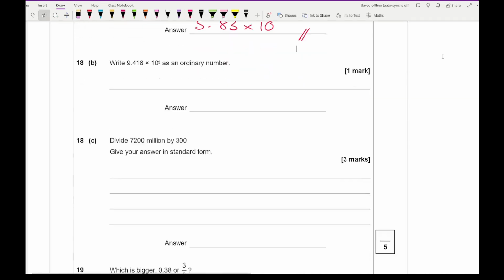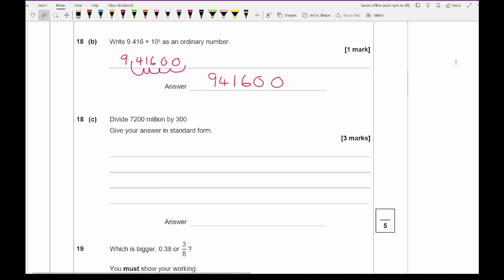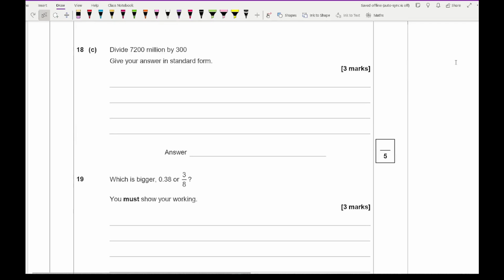Then moving on to question 18b, it says write 9.416 times 10 to the power of 5 as an ordinary number. So here I've got 9.416. I'm going to move the decimal point 5 places, so 1, 2, 3, 4, 5, and I fill in the empty gaps with zeros, so that's going to give me a final answer of 941,600.